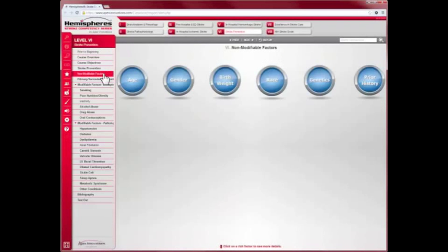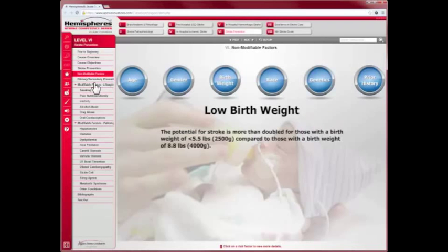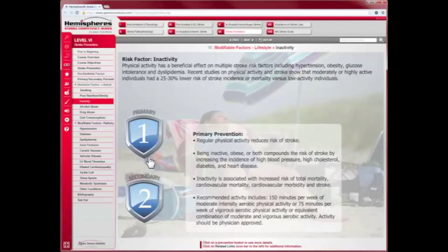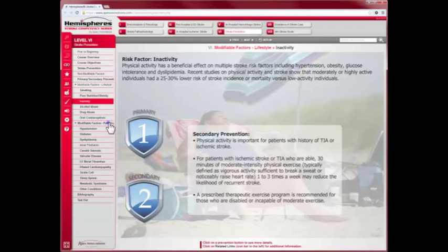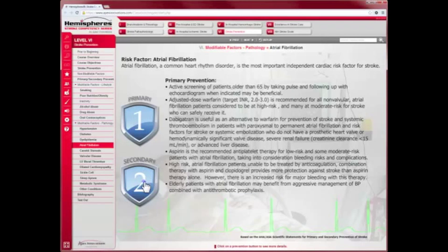Level 6 addresses primary and secondary risk factors as they relate to stroke. These risk factors are categorized as modifiable or non-modifiable. Risk factor medications based on current recommendations are presented to minimize risk of stroke and improve the quality of life.